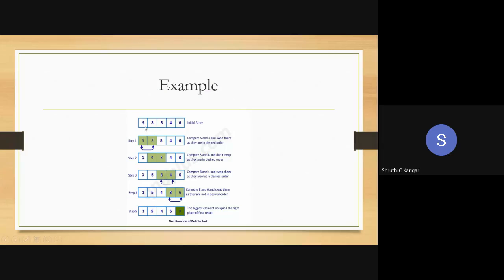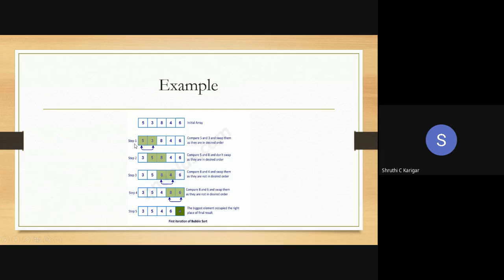Here you can see this is your initial array. These 5, 3, 8, 4 and 6, we call these items or the data. And here we can also take the index, starting at 0: 0, 1, 2, 3 and 4. And what is the size of this array? Here n is equal to 5. It is the size of the array. The 5 elements are present, so we take the size of the array as 5.